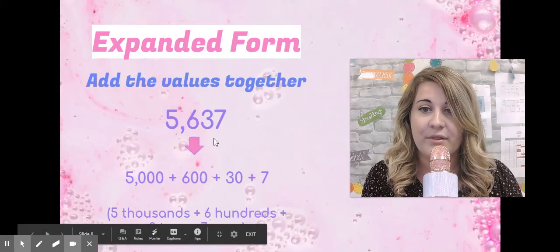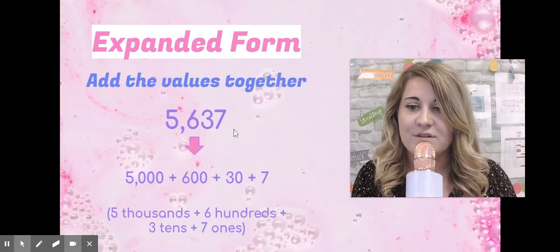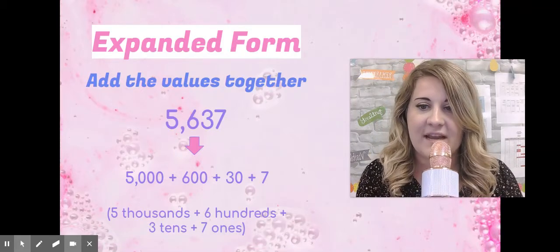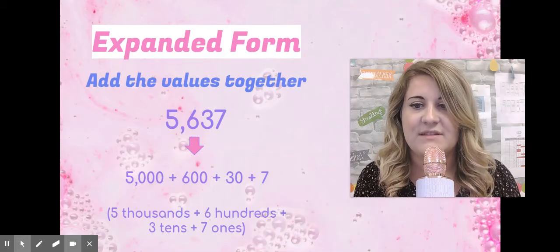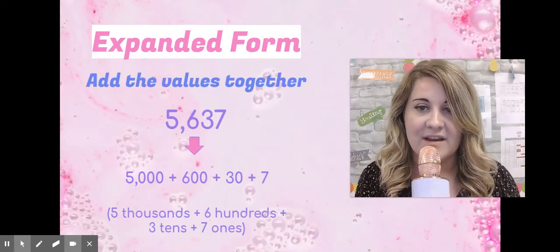5,600 plus 30 plus 7. And I also wrote it down in words down there just to kind of give you an idea. 5,000, 600, 3 tens, 7 ones. That gives you an idea of the places.